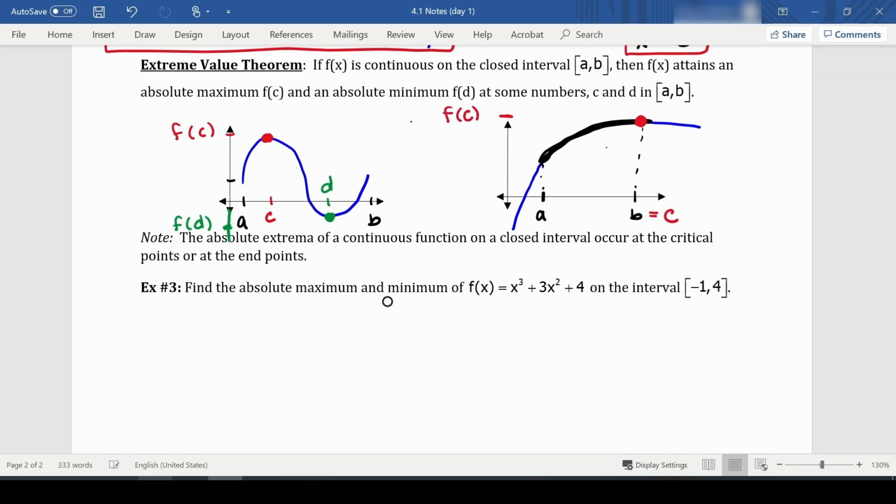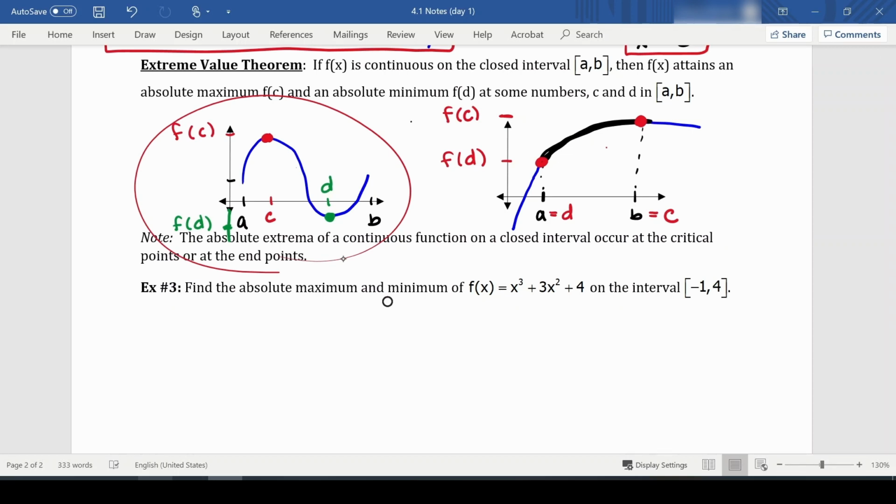And where is my lowest point? My lowest point is here. That makes this my d value. And my f of d would be here. So I could have my absolute maximum or my absolute minimum be inside the interval, like this first example, as two extra points that are not the endpoints, or it could be at the endpoints.